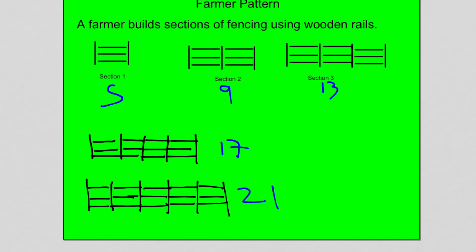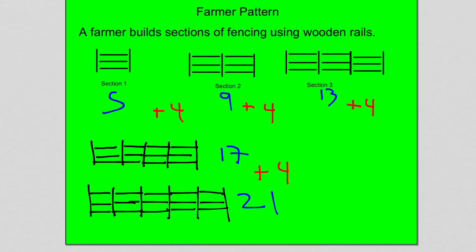So that's what we did first. We just continued a pattern of fencing. And what they noticed right away was that every time, the number of rails always added on 4. We were always adding on 4 rails to get the next set of rails. That was our first thing we did.